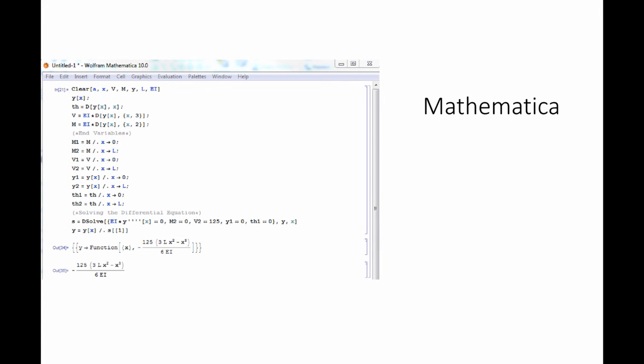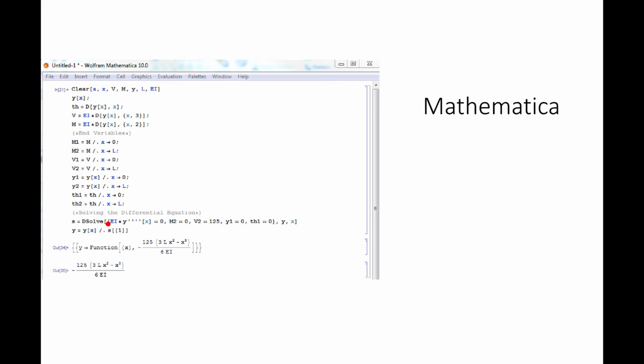The next step is to solve the differential equation. You can use the function DSolve. The differential equation is EI, the fourth derivative of y, double equal 0. The boundary conditions are the moment at the second end is equal to 0, M2 equal 0. The shear on the second end was equal to 125. Y1, the displacement of the first point, was 0, and theta 1 was equal to 0. So this is the differential equation and the boundary conditions.